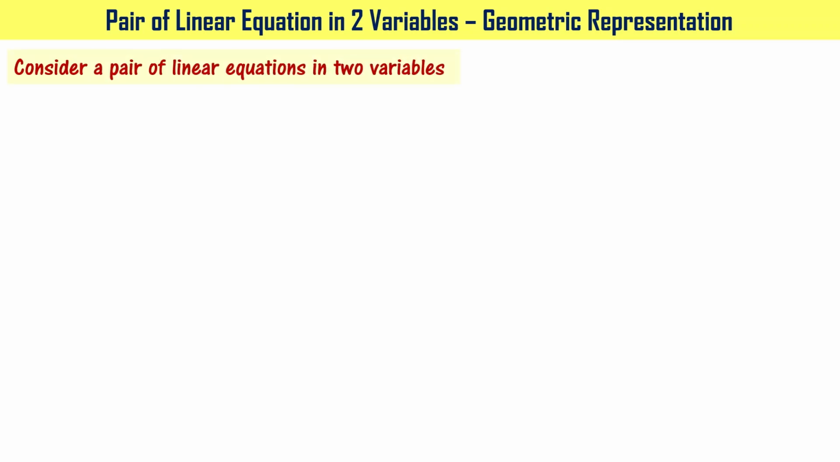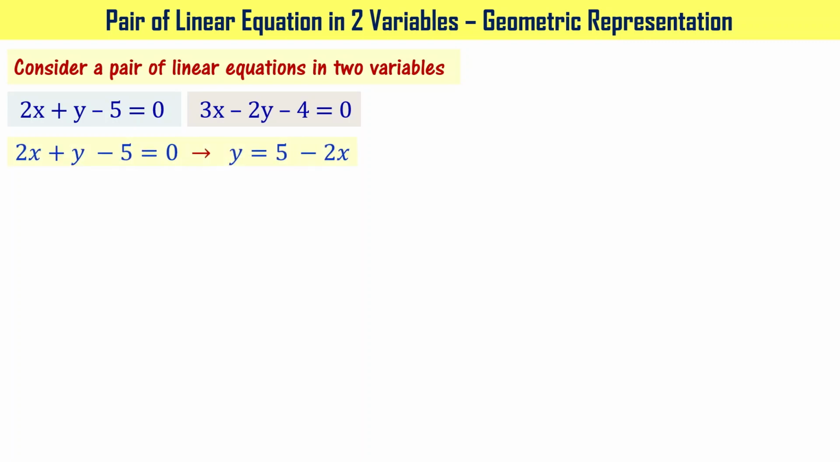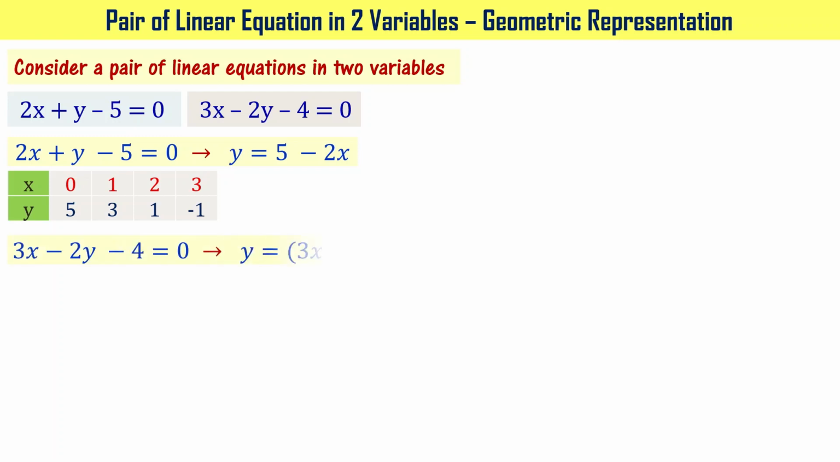Consider a pair of linear equations in two variables, that is 2x plus y minus 5 equal to 0 and 3x minus 2y minus 4 equal to 0. The first equation, 2x plus y minus 5 equal to 0, can be written as y equal to 5 minus 2x, right? When you tabulate data, you get x equal to 0, y equal to 5; x equal to 1, y equal to 3; x equal to 2, y equal to 1; x equal to 3, y equal to minus 1, right? Now let's consider the second equation, 3x minus 2y minus 4 equal to 0. That can be written as y equal to (3x minus 4) divided by 2, right?